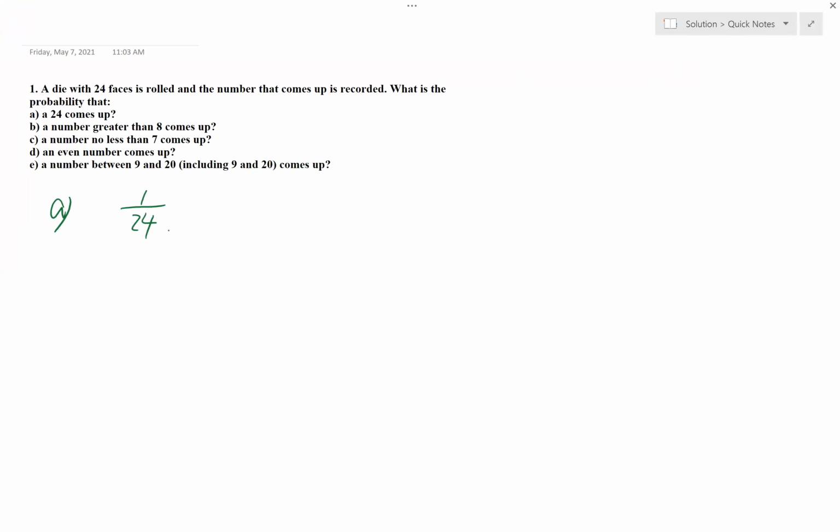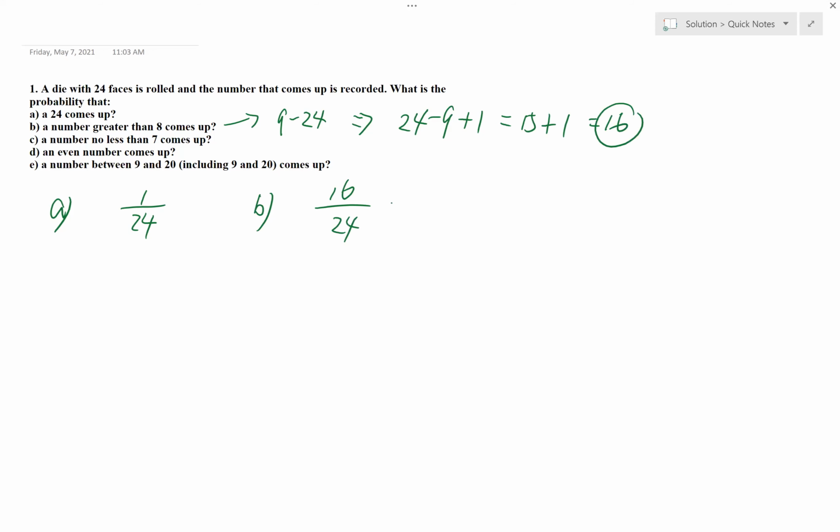And for part B, a number greater than 8 comes up. Greater than 8 means from 9 to 24. The total amount of numbers there should be 24 minus 9, adding 1. You need to make sure you add 1, meaning you're including the first number. So here is 15, adding 1, which is 16, meaning there are 16 numbers satisfying this condition. So we should have 16 out of a total 24. If you simplify, dividing 8 on both top and bottom, you get 2 over 3.